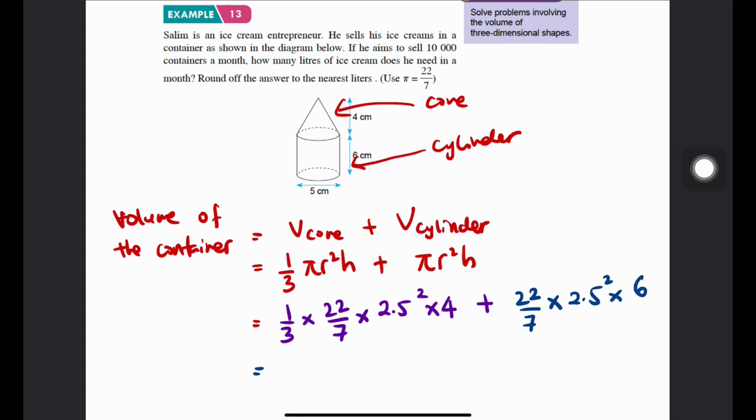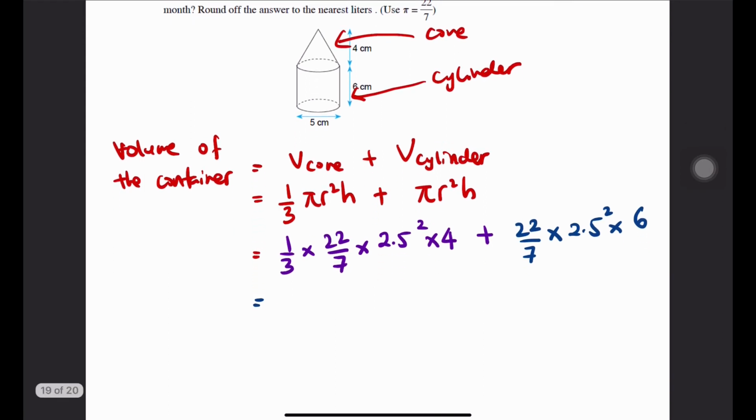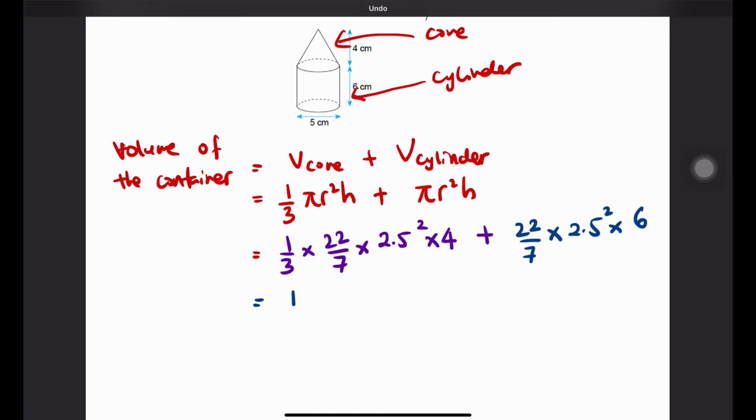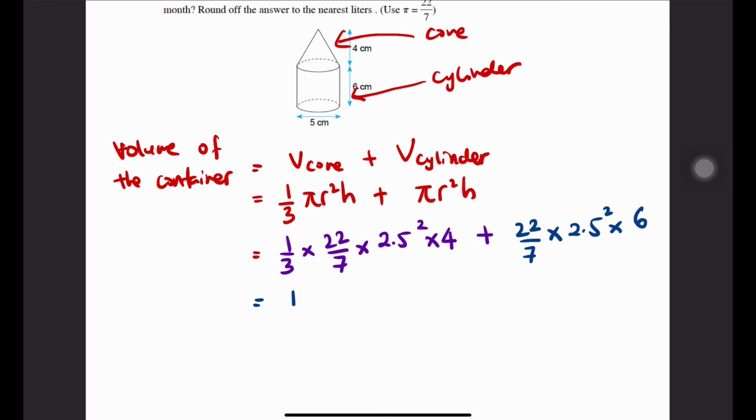Now let's press the calculator. The volume of the cone you will get 117.8. Sorry, that is the volume of the cylinder. The volume of the cone is actually 26.19, plus the volume of the cylinder, which is 117.86. So we know that the total volume of the container is 144.05 centimeter cube.